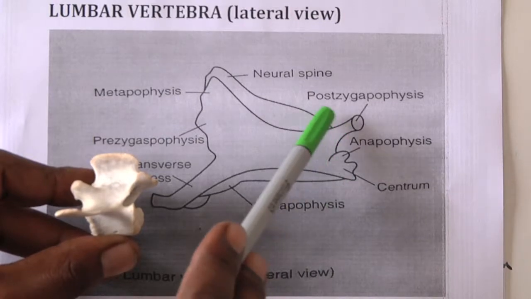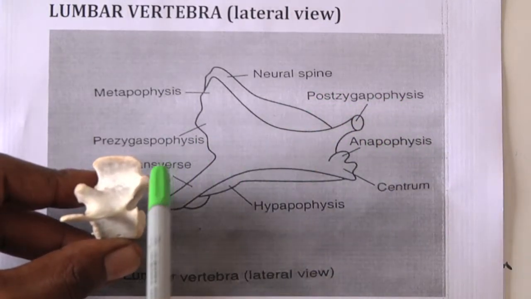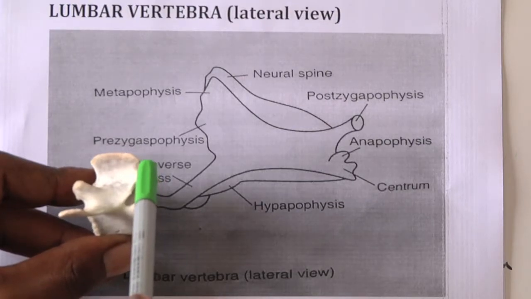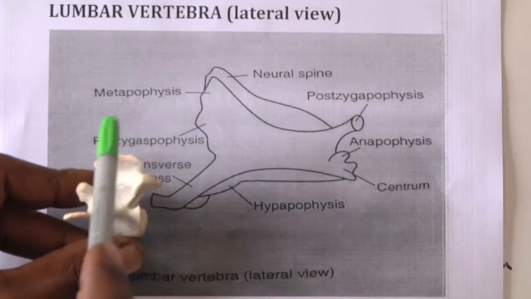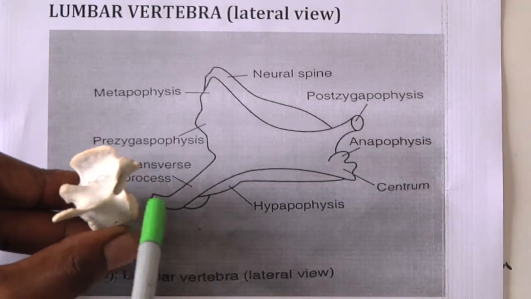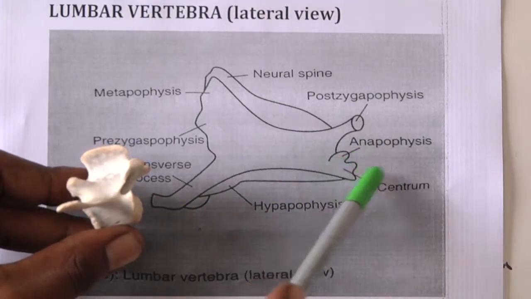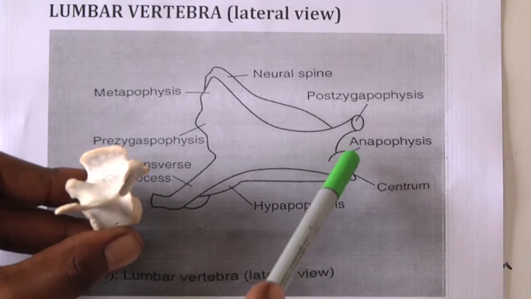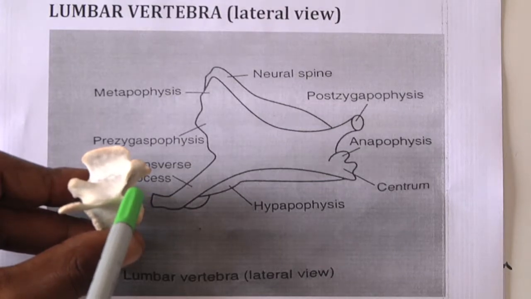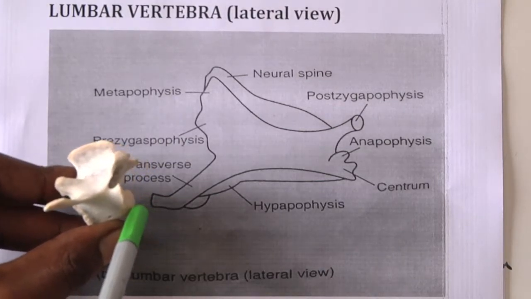So we have the first process that we call the post-zygapophysis. This is the post-zygapophysis that is just found next to the neural spine. Then we have, of course, what we call the centrum. This is the centrum, which is the head. Then we have an additional process, what we call anapophysis. So this is the anapophysis that is found next to the centrum.